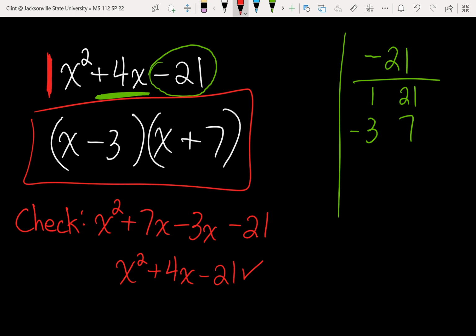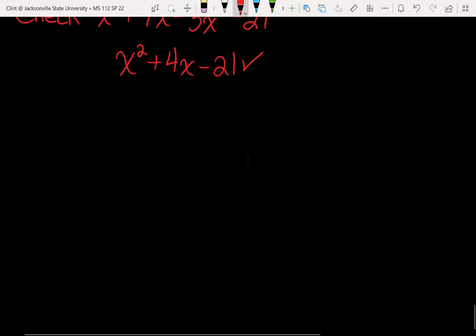That's because for the first two terms, x and x, we just need to get 1x squared. The only way to get 1 is 1 and 1, so it makes these first two terms easier. Here in just a moment, we are going to look at factoring trinomials where our leading coefficient is not a 1. But before we do that, I want to look at a different factoring technique, called factoring by grouping.